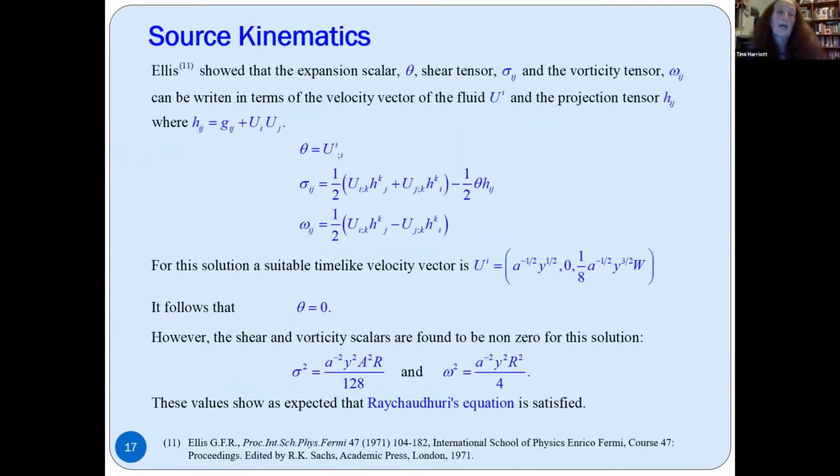So we can turn to look at the solution properties. And following Ellis, one can calculate the expansion, shear, and vorticity scalars from the expressions given here in terms of the projection tensor H and a velocity vector U. There is, of course, some freedom to choose the velocity vector, but this form here is a useful one. And it gives us zero expansion, but non-zero and non-constant shear and vorticity scalars.